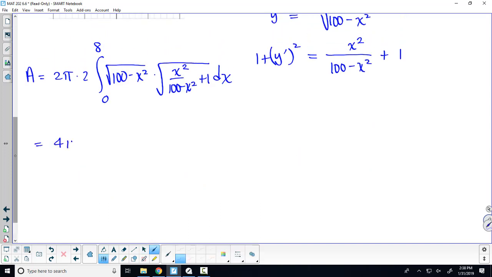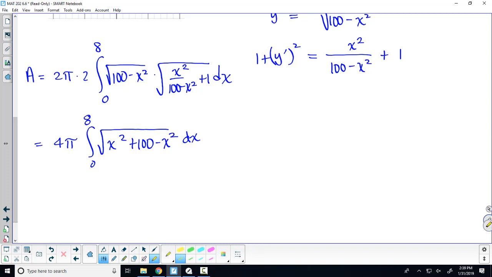So we have 4 pi, 0 to 8. So we'll end up with square root of x squared plus 100 minus x squared. Yeah, so is this going to be a square root of 100 or just 10? Yeah, so that'll simplify really nicely. So is everybody okay with that?